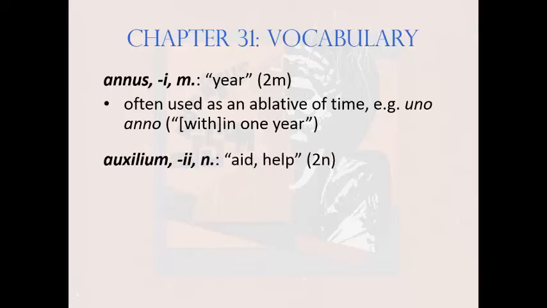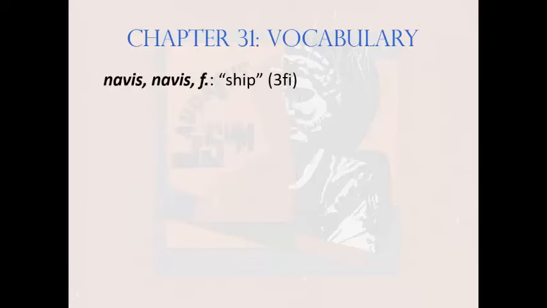The next word is auxilium, auxilii. Yep, that's three I's in the genitive singular. Neuter, meaning aid or help. It's a second declension neuter noun. What's its accusative plural? Neuter. Neuter. Yes, auxilia. Next is navis, navis, feminine, meaning ship.